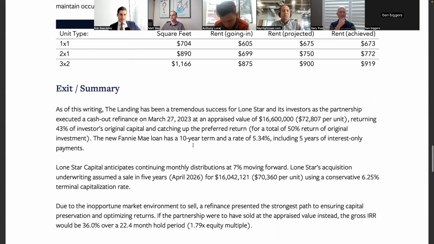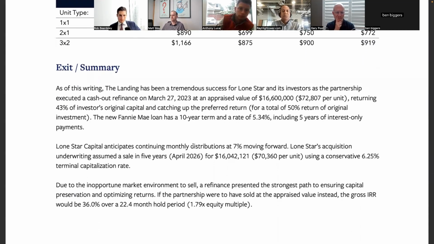And then, as I mentioned before, we executed a cash out refi at the end of March, so a little under the 2-year hold period. And the appraised value was 16.6 or almost 73,000 per unit. And we were able to return back 50% of investor capital.